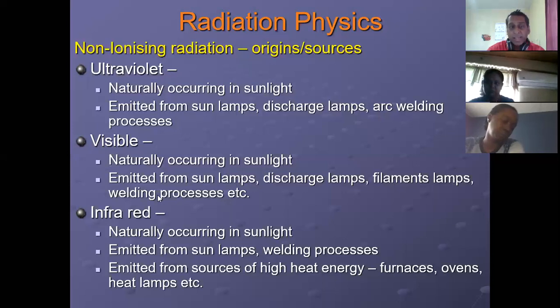Visible light, naturally occurring in sunlight, emitted from sun lamps, discharge lamps, filament lamps, welding processes, etc. Infrared, naturally occurring in sunlight, emitted from sun lamps, welding processes, emitted from sources of high heat energy, furnaces, ovens, heat lamps, etc. Again, not to boil everything down at the very first class, but when you start looking at this, you notice that all the symptoms are kind of the same.